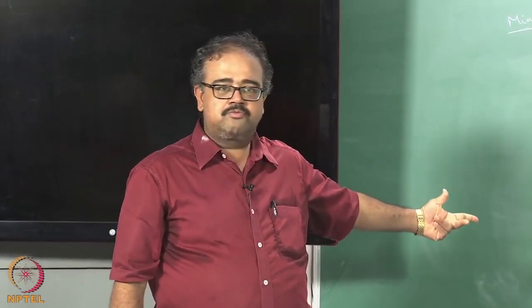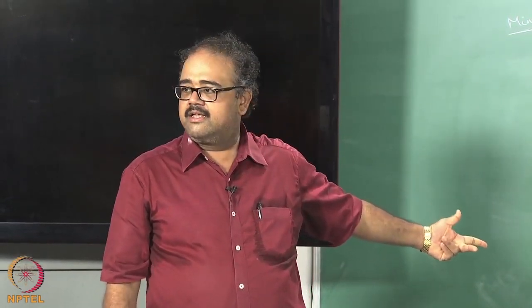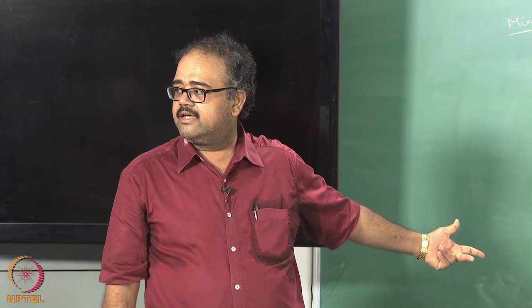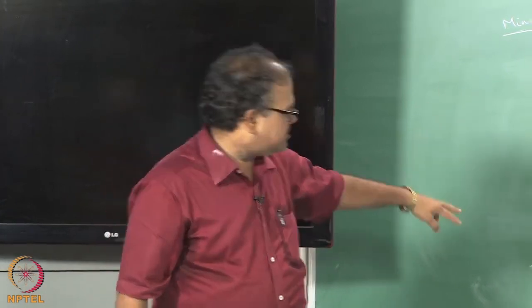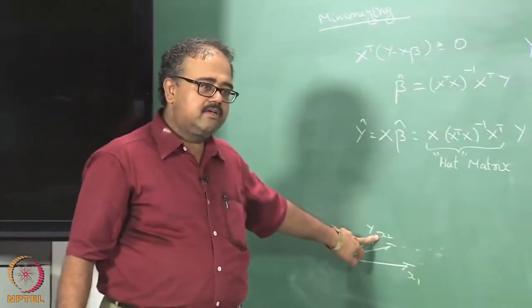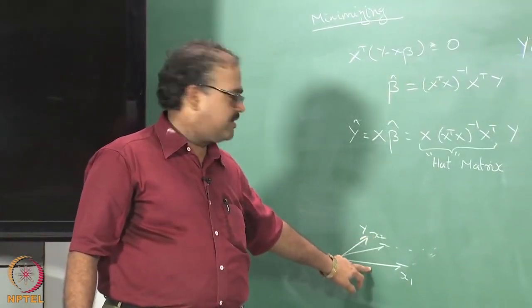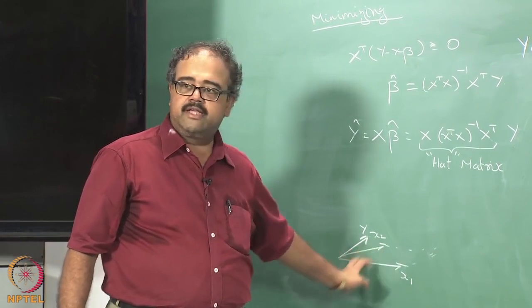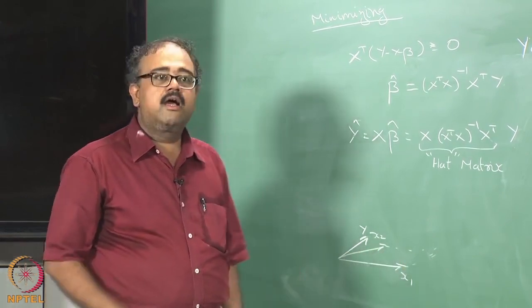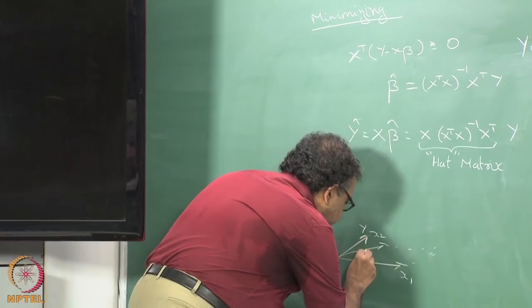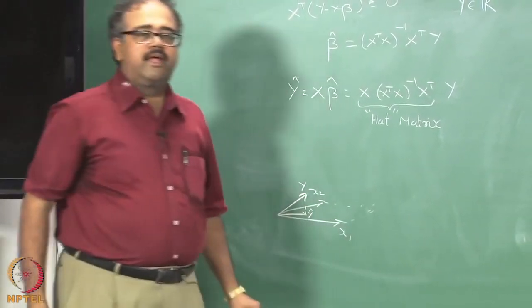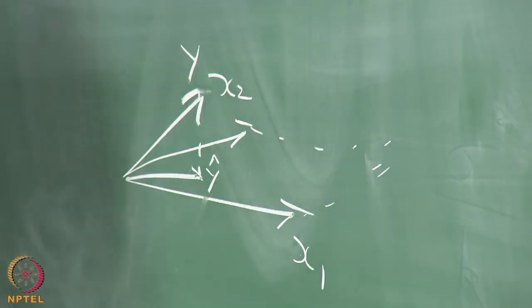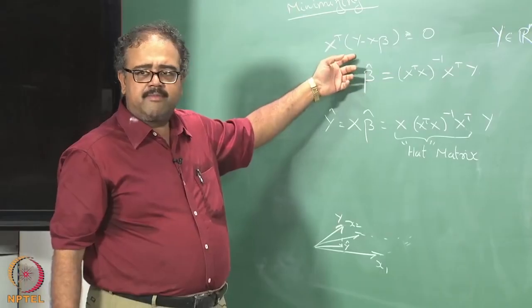So, x1 and x2 span a 2 dimensional subspace of R3, right, and y is a point in R3. So that is where y is. What is the best prediction that I can make that fits in to the x1 x2 space? The projection of y, right. That is what y hat should be, and will I be able to make that prediction? Am I making that prediction?